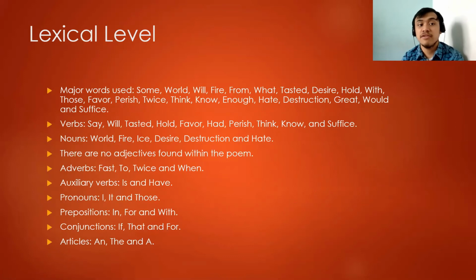Next up, we have the lexical level. The lexical level is the word classes that exist inside a poem. I've put it up, as you can see in the slide. The major words are words with 4 letters or more. Those are mostly major words. And then you have verbs, nouns. There are no adjectives found within the poem, which is quite shocking. But all the other word classes do exist, and you can check it by yourself in the slide.